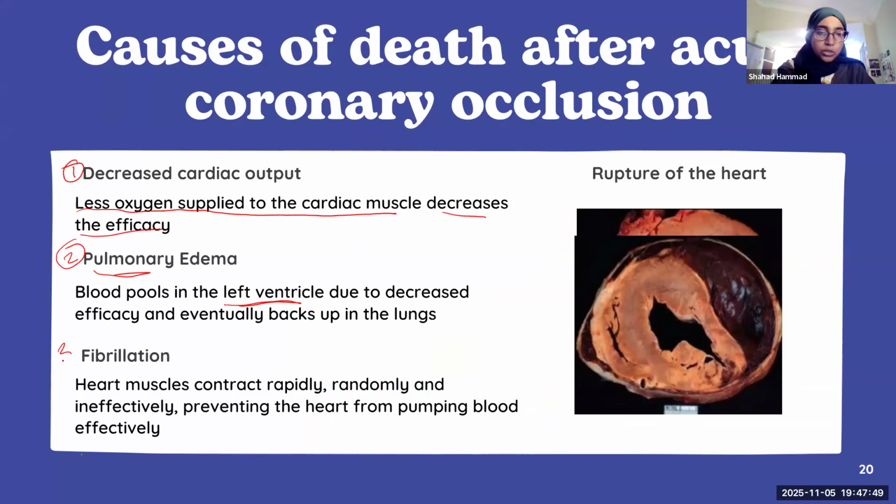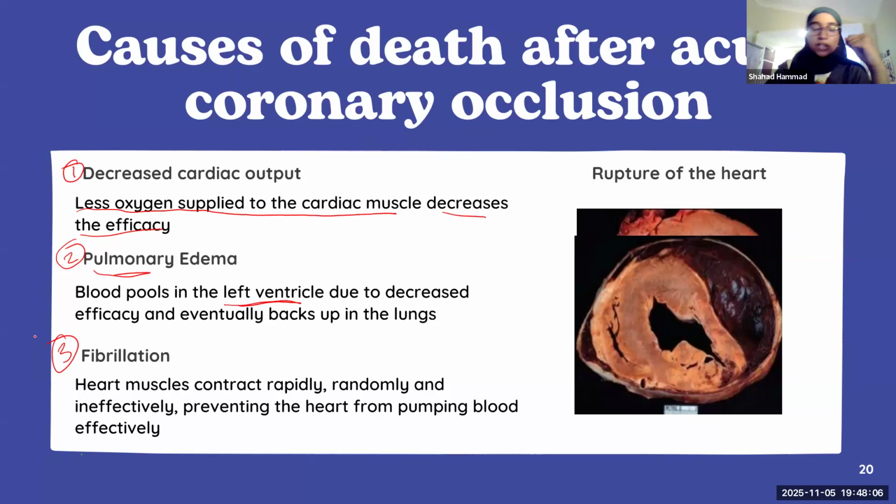Okay? The third one is fibrillation. We have our normal contraction of the heart, which is at a rhythmic pace. However, when we have fibrillation, this is due to an interruption in the blood flow or the nerve stimulation. And the heart muscles will contract randomly and rapidly and ineffectively.